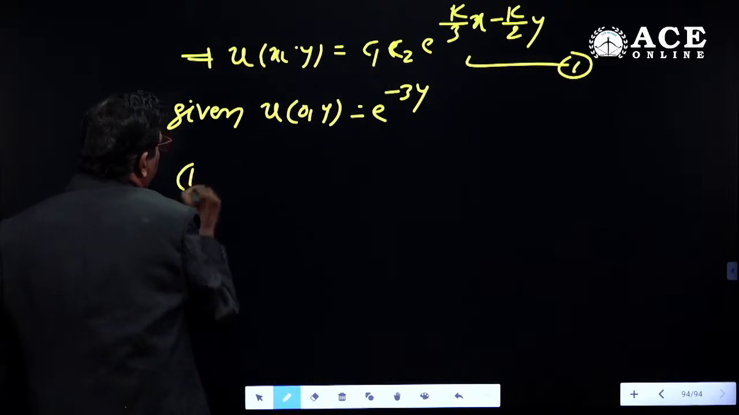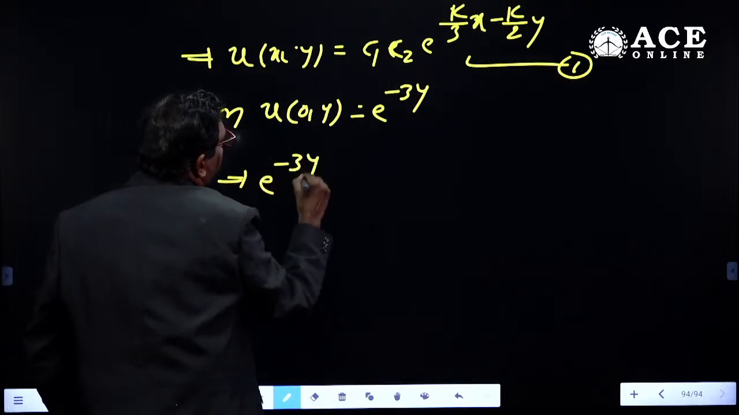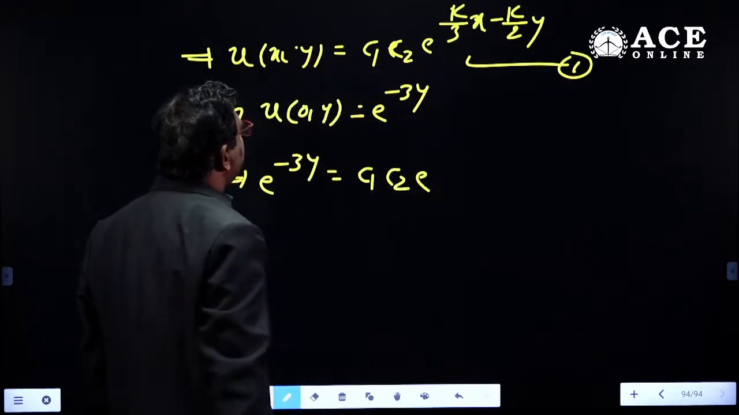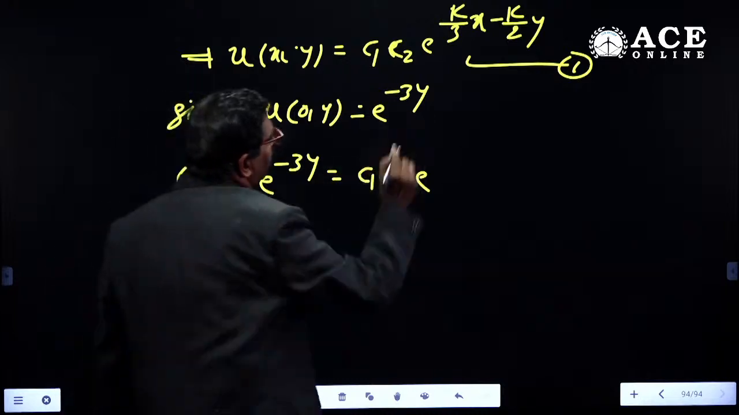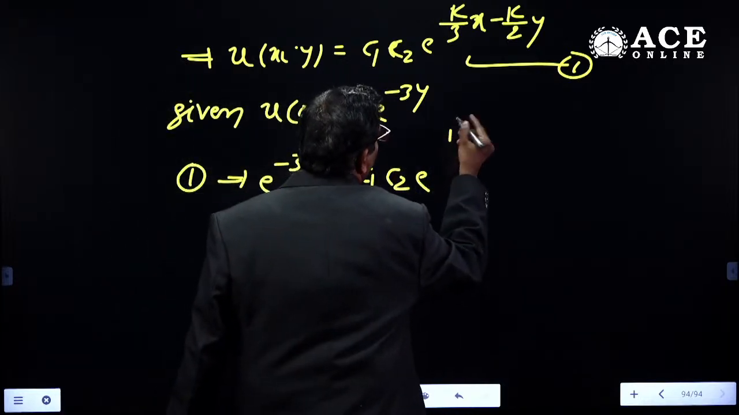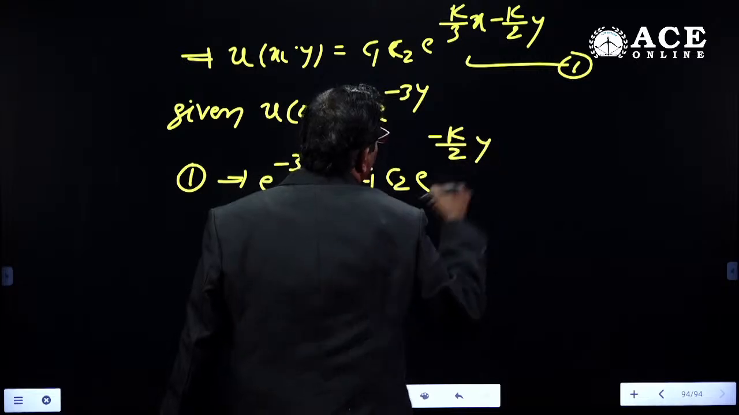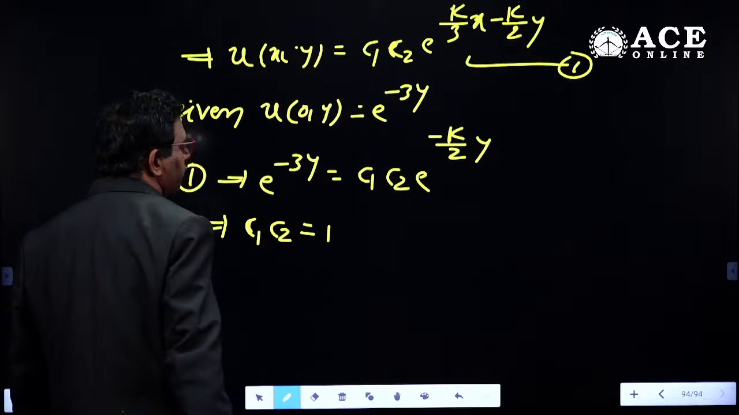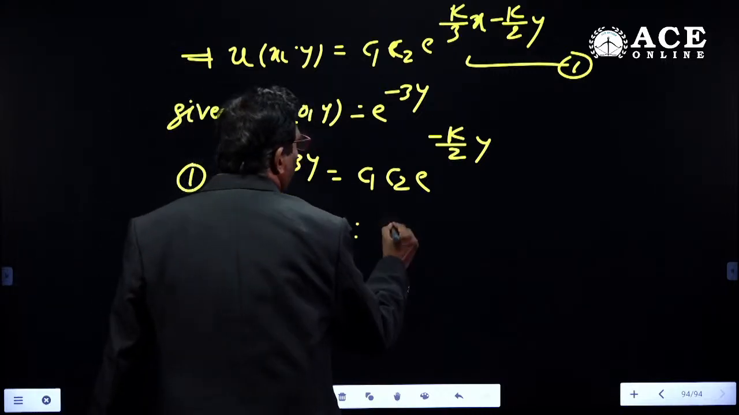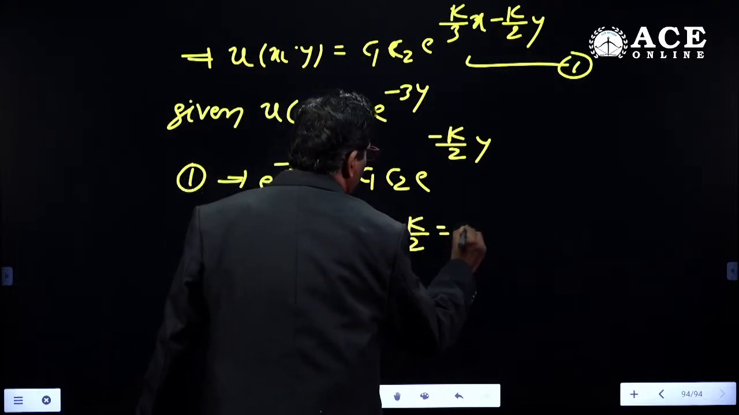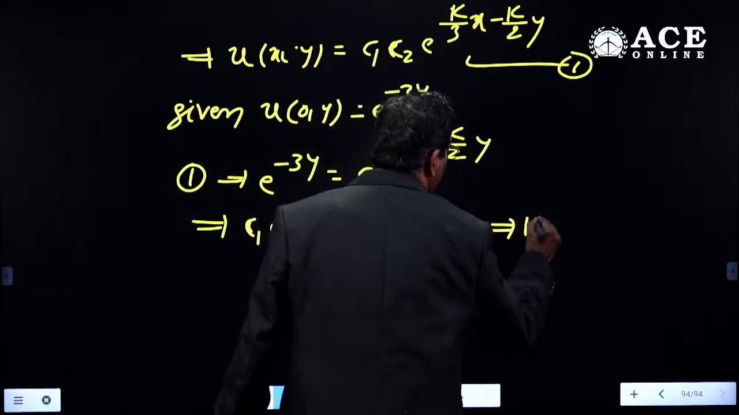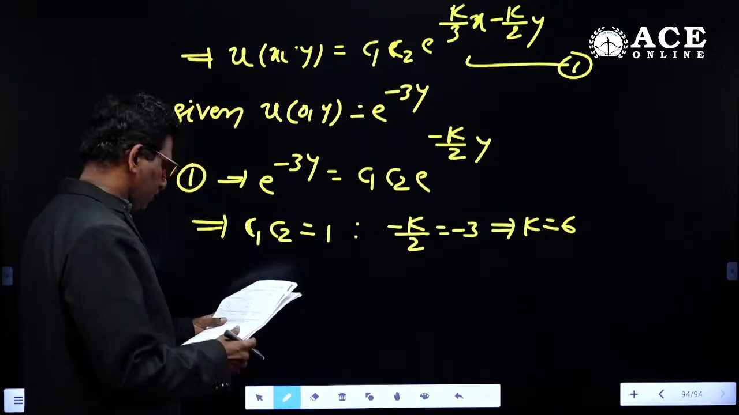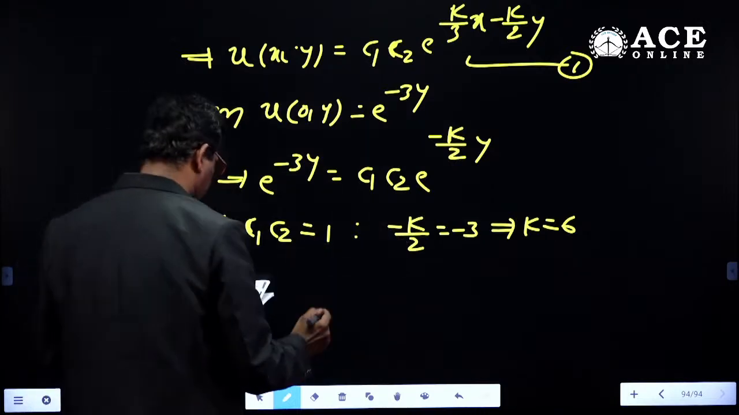Substitute in 1. e to the power minus 3y is equal to C1 C2 e to the power 0, in place of x substitute 0, and y you can keep as it is. That gives minus k by 2 y. Compare: C1 C2 is equal to 1 and minus k by 2 is equal to minus 3, which means k is equal to 6. Is it?